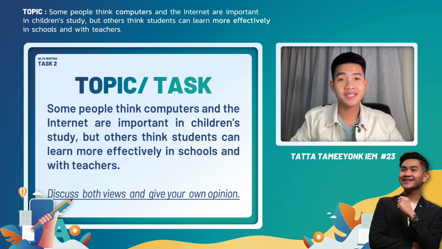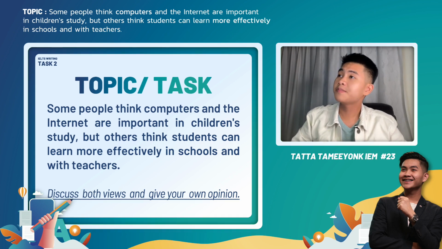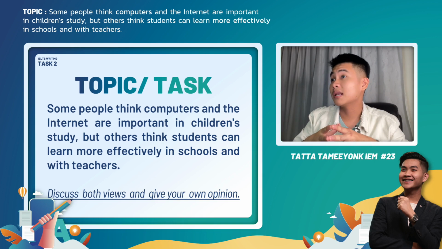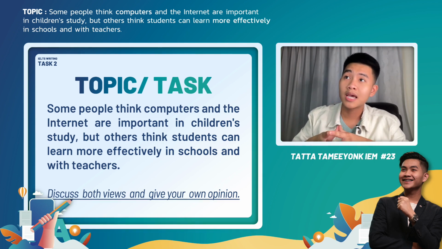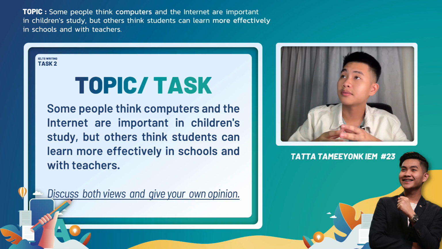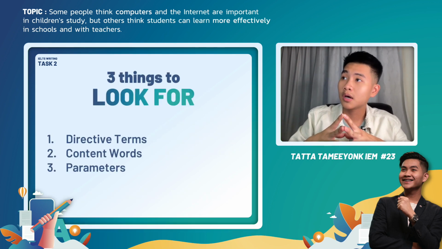First, let us read the instruction and the task requirement. Some people think computers and the internet are important in students' study, but others think students can learn more effectively in schools with teachers. Discuss both views and give your own opinion. There are 3 things to look for in these kinds of questions in IELTS task 2, and they are the directive terms, content words, and parameters.